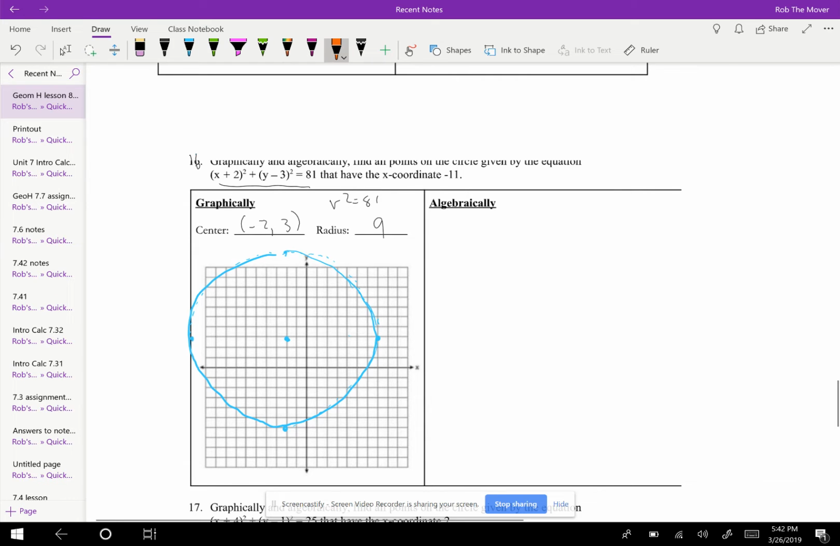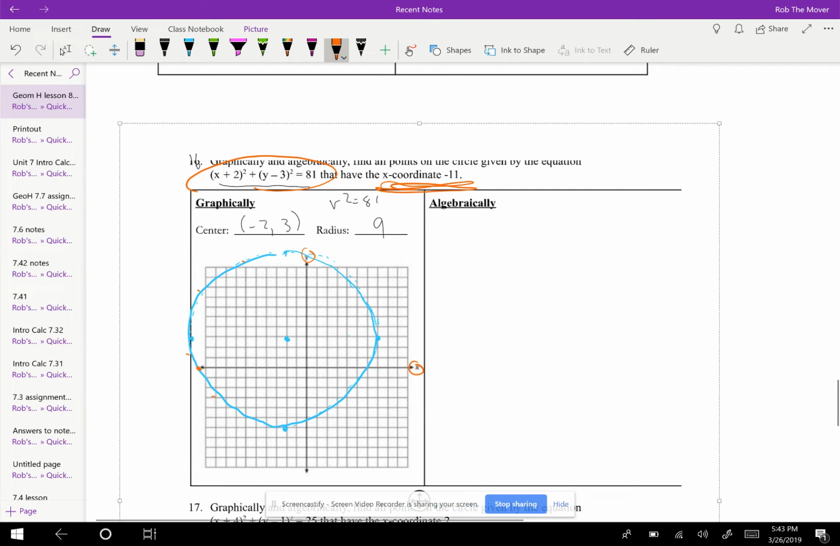Remember, any point on here satisfies this equation, right? But there are points on there that might have an x coordinate of -11. So think about it. Here's your x-axis, here's your y-axis, right? Where is my x value of -11? Well, -10 is over here, -11 is over here. It looks like it might touch somewhere in there, right?